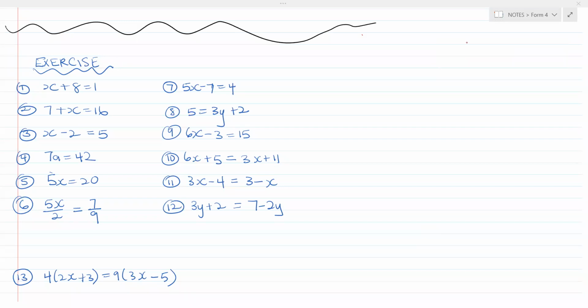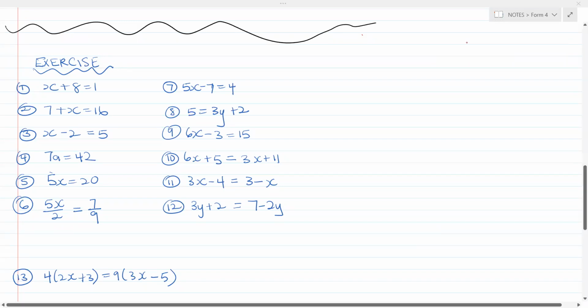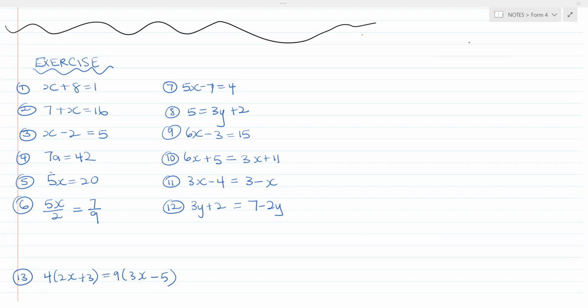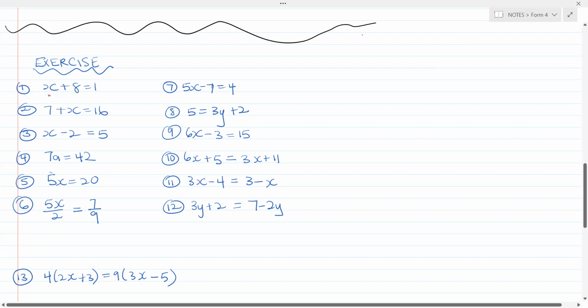All right, so let's attempt these questions here. The first thing we have is x plus 8 is equal to 1. We know that we need to move the 8, so it's going to be x is equal to 1 minus 8, which is negative 7.